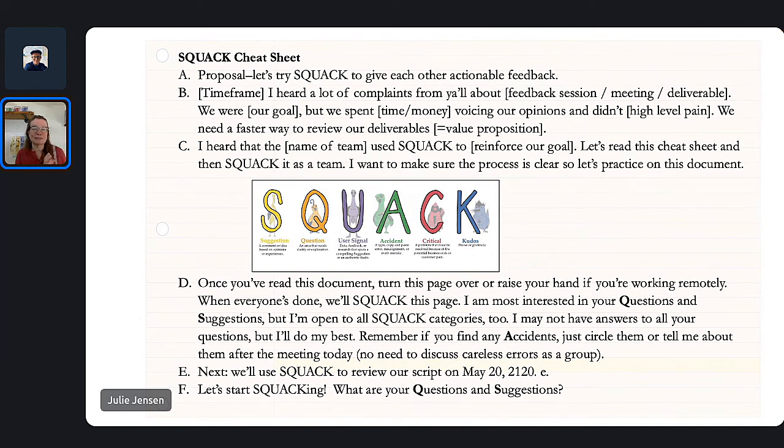Maybe reinforce, I've seen people say this, that they've read a book or that they've attended one of my workshops, right? And they're able to pull that in to reinforce the goal and help people recognize the value of this shared vocabulary, right? And if you give this out to people in the meeting and say, please read this little cheat sheet, right? Once they've read this document and they've squawked it, signal that they're done. When everyone's done, we'll go through.